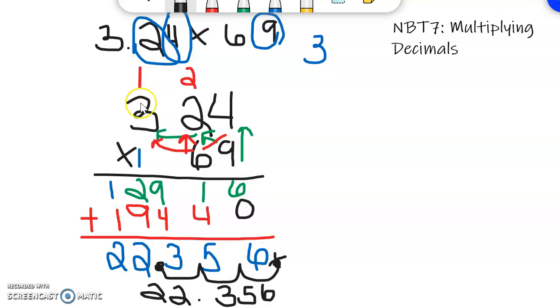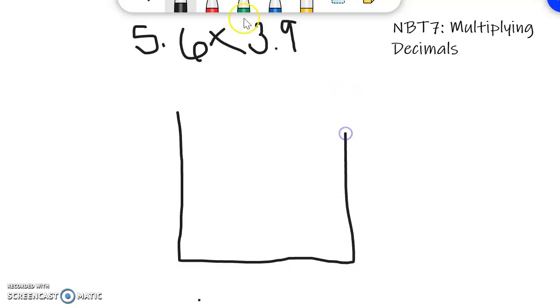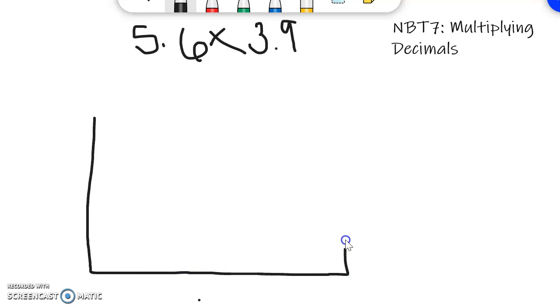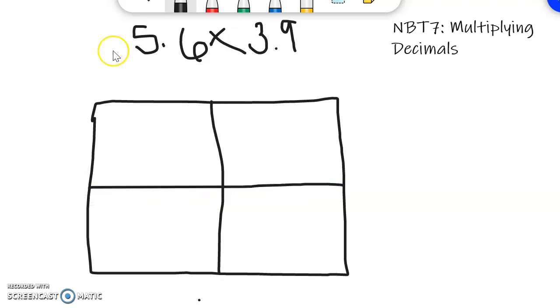$22 and 356 thousandths. Now I'm going to show you the area model for multiplying decimals using two two-digit numbers. Since I have two two-digit numbers, I'm going to draw an area model that has 4 squares. And that's not going to be big enough, so let's move it over. You want to make sure it's big enough, but you also need to have room on your paper to show when you add up your partial products. But your squares need to be big enough so you can see your expressions. Okay? So the first thing I'm going to do is decompose 56.